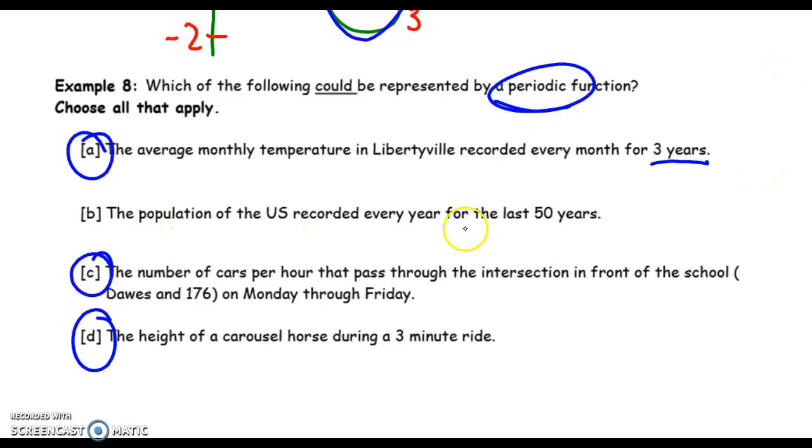The population of the U.S. recorded every year, well, that is not necessarily repeating, so it's not periodic. The number of cars per hour that pass through the intersection in front of the school on Monday through Friday. You're going to get a repeating pattern here. Around 7 a.m. there's a lot of traffic because people are coming into school. At 7 p.m., not so much, but then the next day at 7 a.m., it kind of spikes again. So you're going to have that repeating pattern.